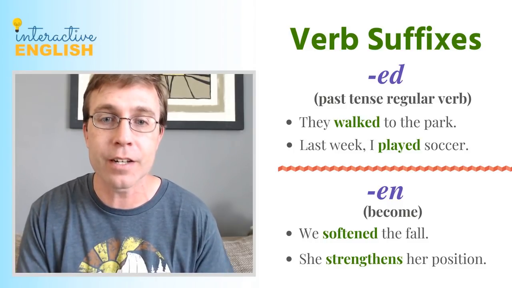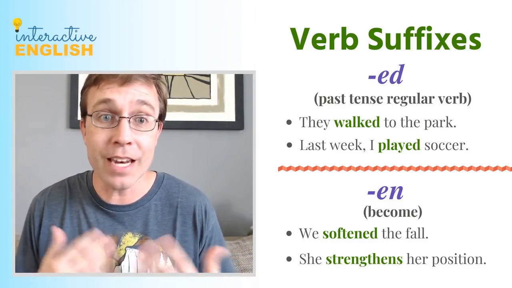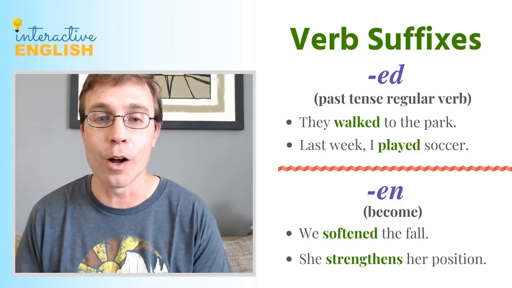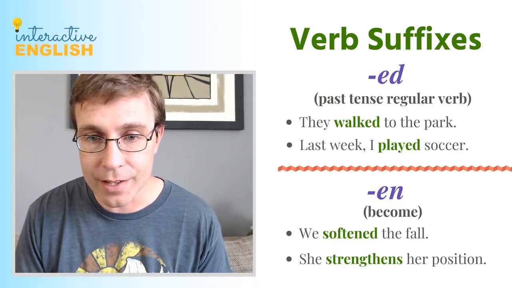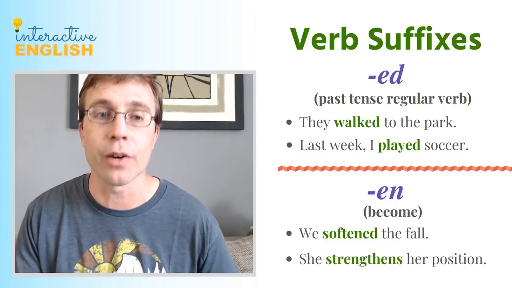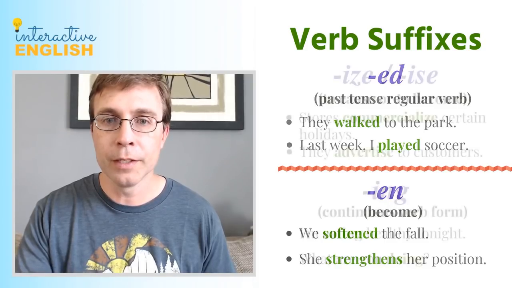We softened the fall. We made it softer, and maybe we used a pillow. I don't know. We softened the fall. The next one, for example: she strengthens her position. We use that EN to change it to a verb.